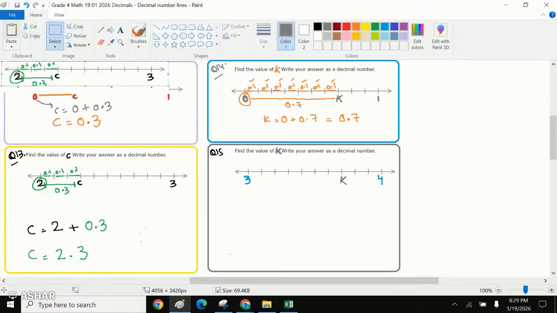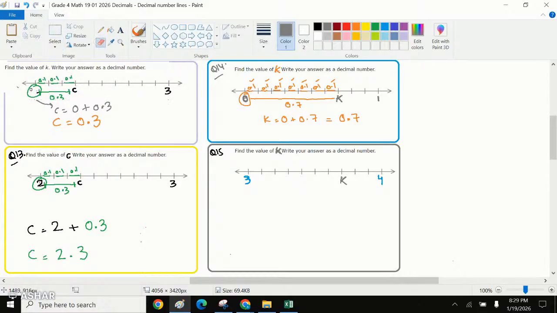So what about this? The question number 15. What would be question number 15? See, we know that we can count the intervals, 1 interval, 2, 3, 4, 5, 6, and 7. That means this gap is 0.7. Finding the answer would mean the starting position plus the decimal number. And the value of k comes out to be 3.7. Okay. Very good.